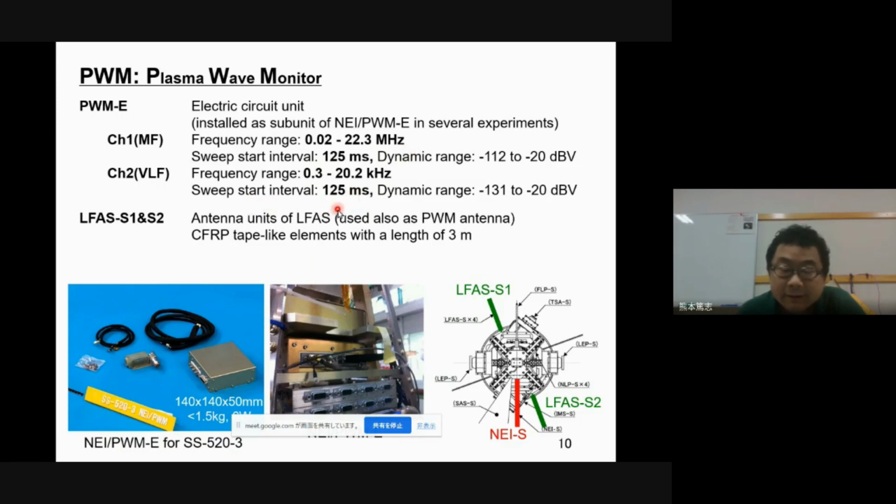And the interval of the sweep start is 125 milliseconds, less than 1 second. And the antenna of another instrument, electric field detector, was used for the PWM antenna, and they are made of CFRP, and the length of the antenna was 3 meters.